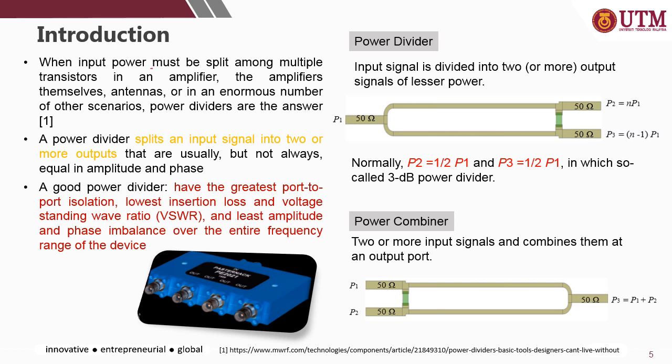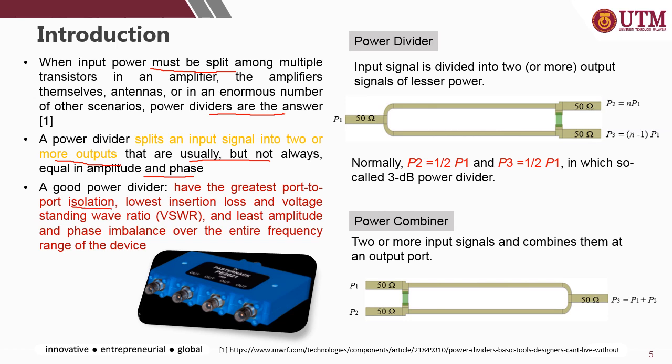When the power must be split among multiple transistors in an amplifier, the antennas, or any other scenarios, the power divider is the solution, or the suitable device to be used. So the power divider splits an input signal into two or more outputs that are usually, but not always, equal in amplitude and phase. And a good power divider has the greatest port-to-port isolation.